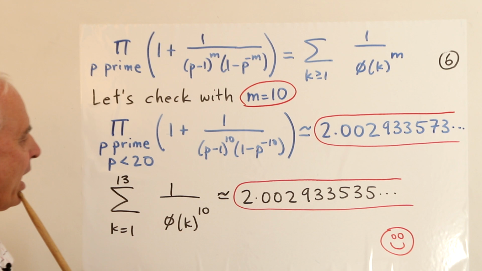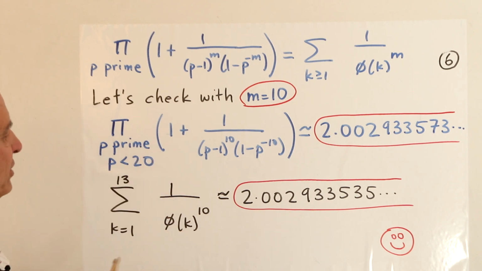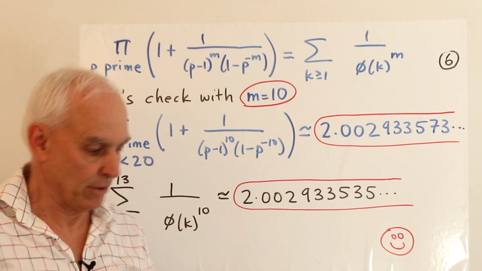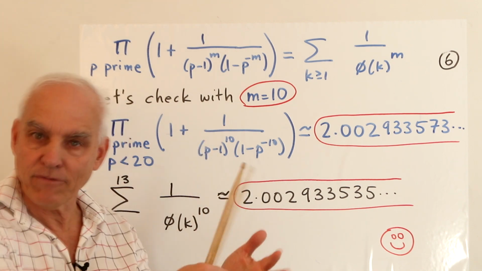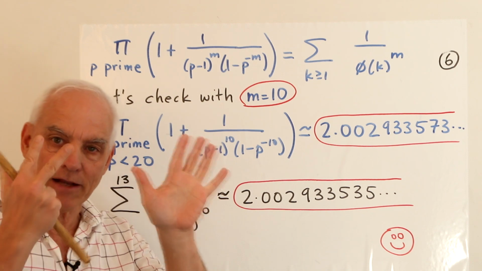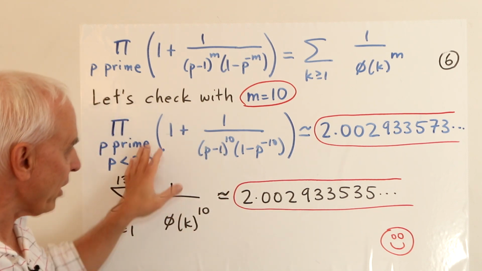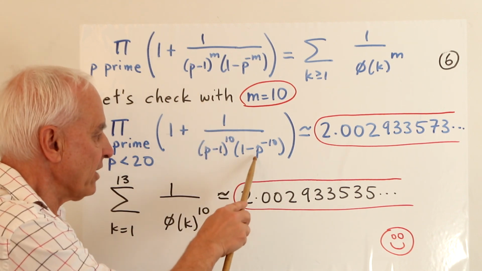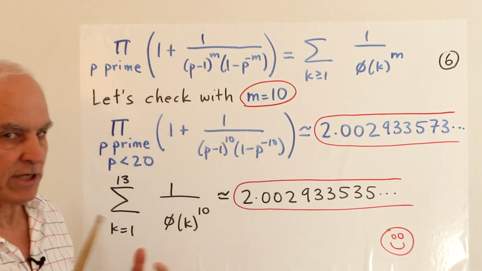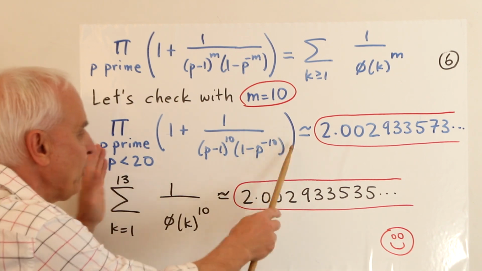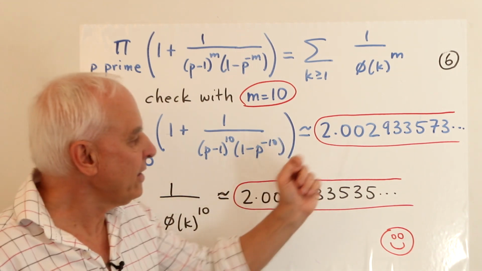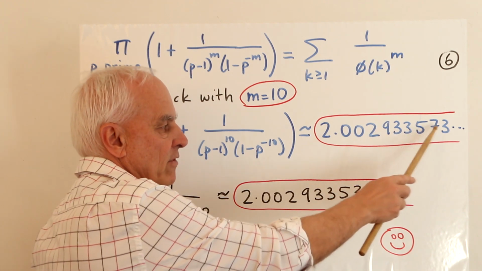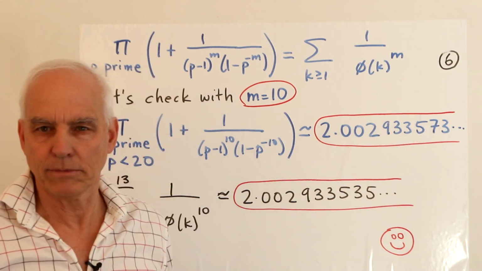All right, let's compute this thing here. This is the product over primes p up to 20: 2, 3, 5, 7, 11, 13, 17, and 19. So I've taken those 8 products, all of this form: 1 plus 1 over p minus 1 to the 10, times 1 minus p to the minus 10. Of course, I haven't done it; my computer has done it. And my computer tells me that this is approximately 2.002933573.